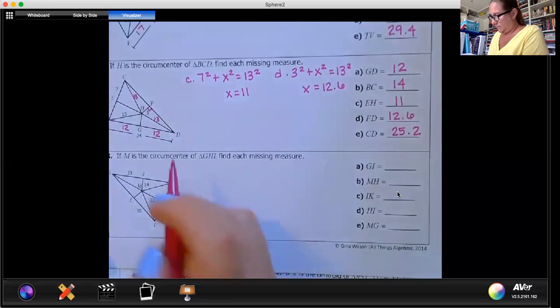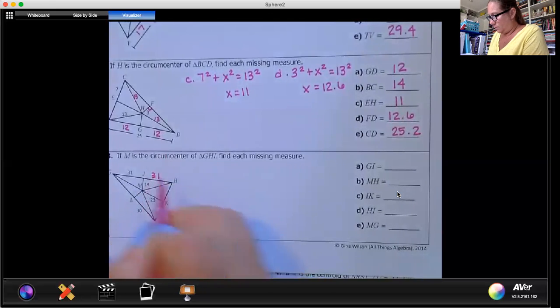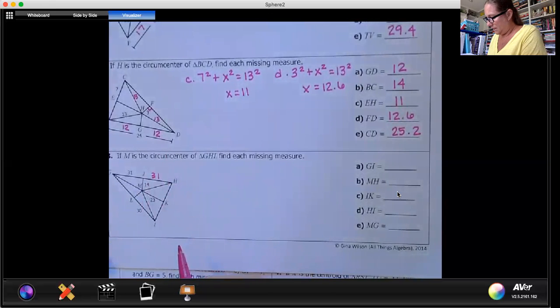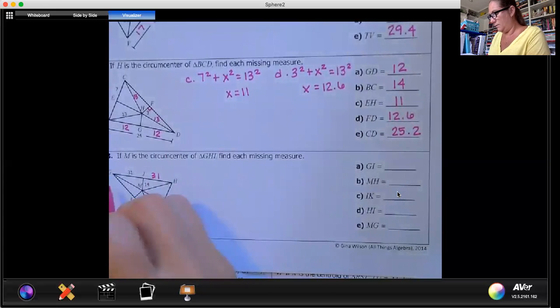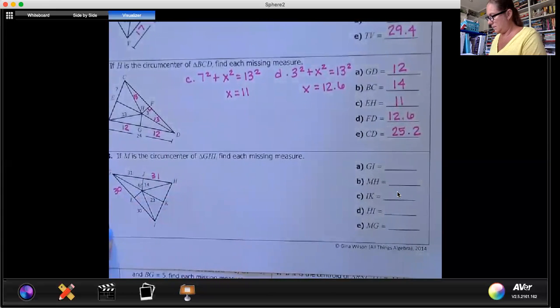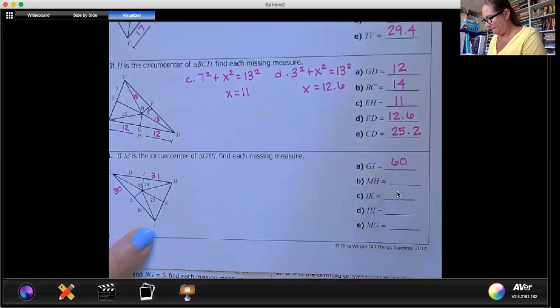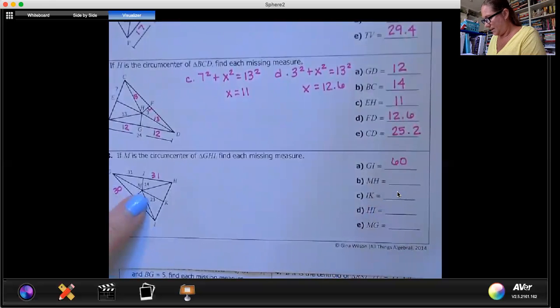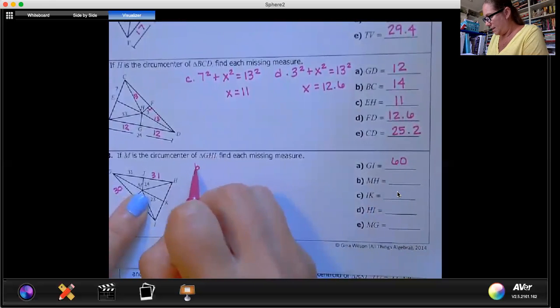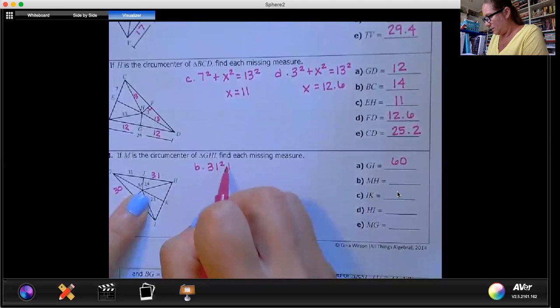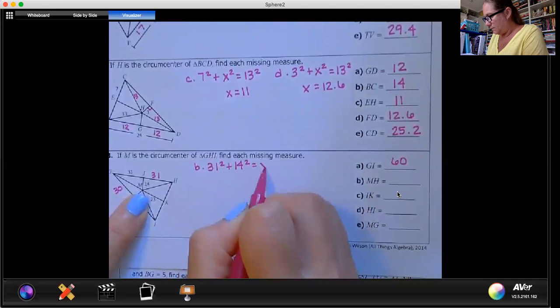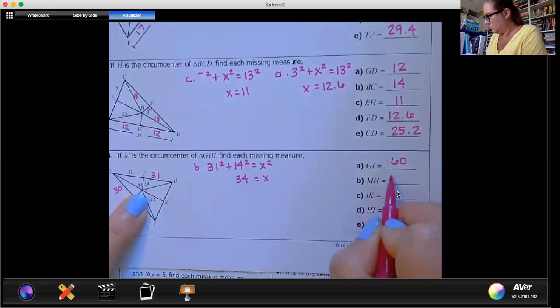And then taking a look here at number 3, we have a 31 here. And that may be all we can fill in. Oh, nope, there's a 30. So GI would be 60. And MH. Okay, so to find MH, we are going to do 31 squared plus 14 squared equals x squared. And x is going to be 34.